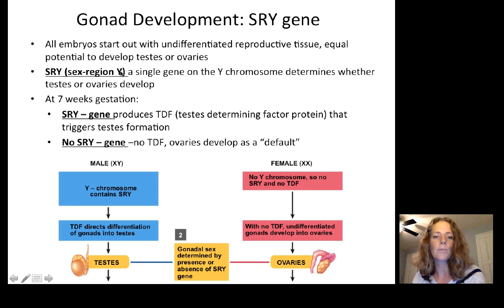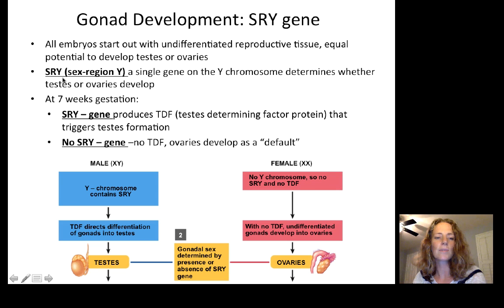So on the Y chromosome, there is a gene called the SRY gene. This is a single gene that determines whether testes or ovaries develop. And at about 7 weeks of gestation, or 7 weeks post-fertilization in the embryo, the SRY gene starts to produce a factor called testes determining factor. And it is what it sounds like. If the SRY gene, which is on the Y chromosome in genetic males, produces testes determining factor, then that will trigger testes formation. So you have to be XY.